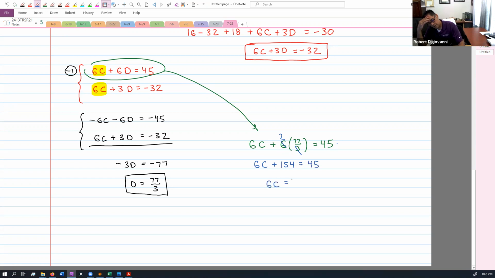6c equals, let's see, -109. Is that right? I don't trust my own arithmetic here. Yeah, it would be -109. Yeah, negative 109, and then divide by 6. And that's what C is.